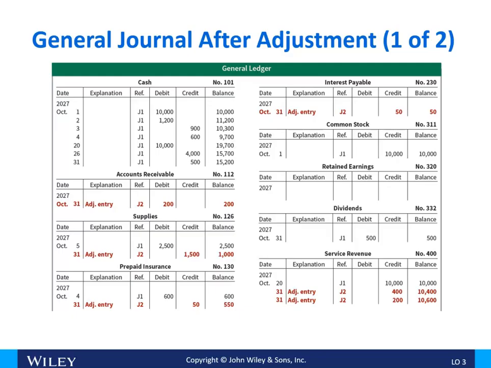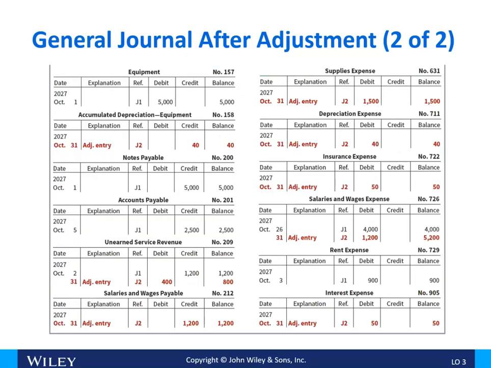And when we post to the general ledger, and we post them to the ledger accounts, we've highlighted in red everything that has been adjusted. And here's the rest of them.